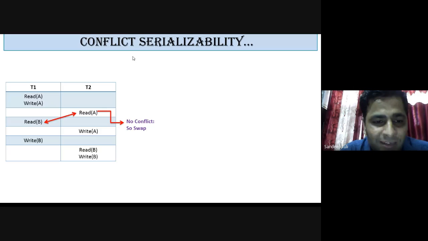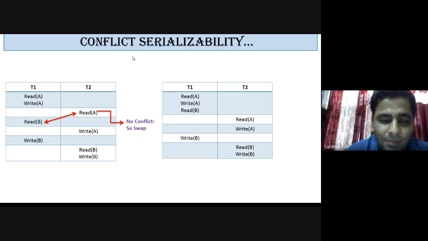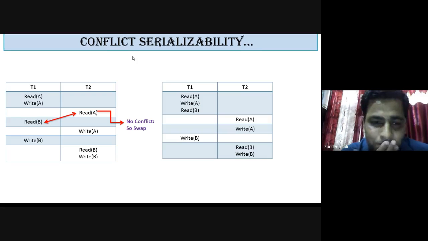So if both are reads, remember that last table, where read and read had no conflict. So in order to be a conflict, there must be at least one write. This is also a condition, and you should always keep it in mind. So this is the first non-conflicting operation, and we can swap it. After swapping, you will get this table.